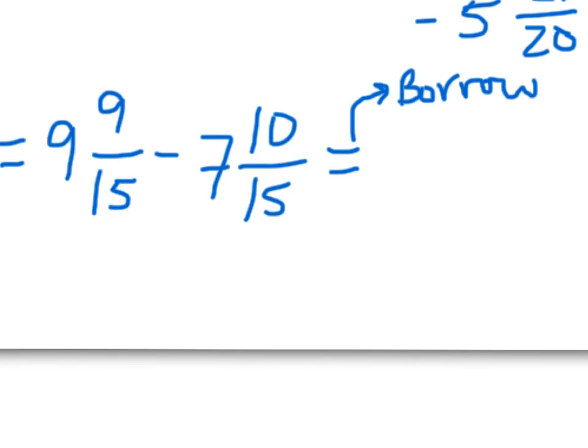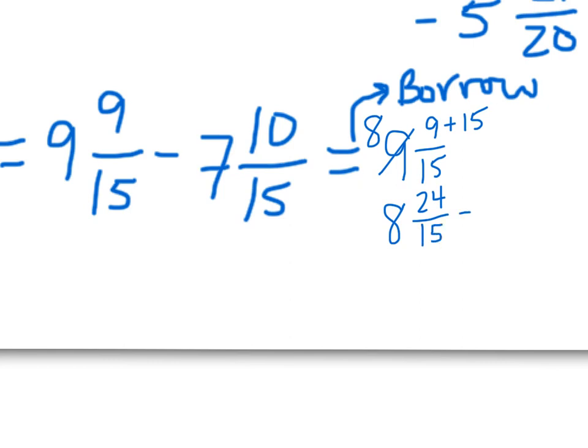Okay, so if we're borrowing, that 9 and 9/15 is not going to be 9 anymore. It's going to become 8. And we're taking one whole thing off of that whole number, and we're putting the 15ths over here on the fraction. So now that gives me 8 and 24/15, subtracting 7 and 10/15. So that is one way to do this. We get 1 and 14/15, and we're all set.